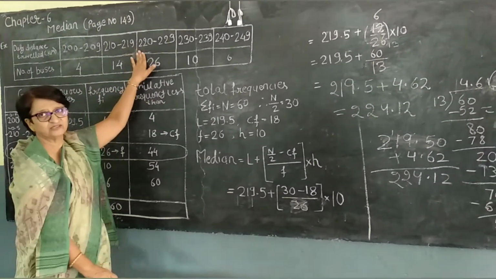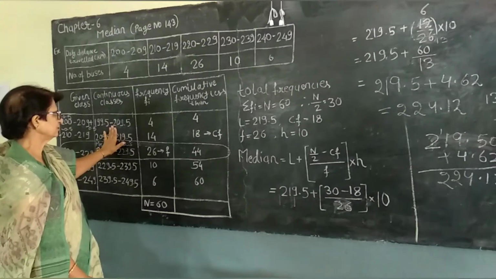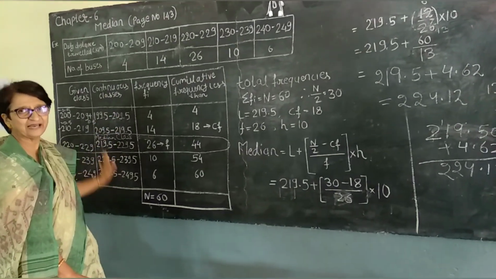Understood? Same thing, no difference between the first example and the second example, only one difference, that this is not continuous and we have to make it continuous. So only this one column is added more.